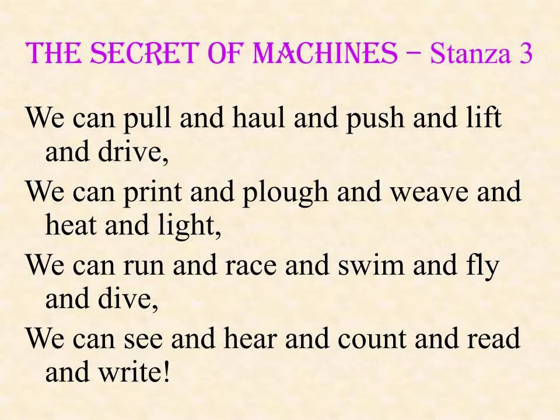They can print and plow. So the machinery we are using in the press, they can print, and plowing in the agriculture area we are using, and in the weaving area we are using, and even heating. We use machines, and through machines we get light, and it can run and race and swim and fly means what? All the transportation facilities like bike, two-wheeler, four-wheeler, marine, aircraft, and the train, all the transport is referred to here.